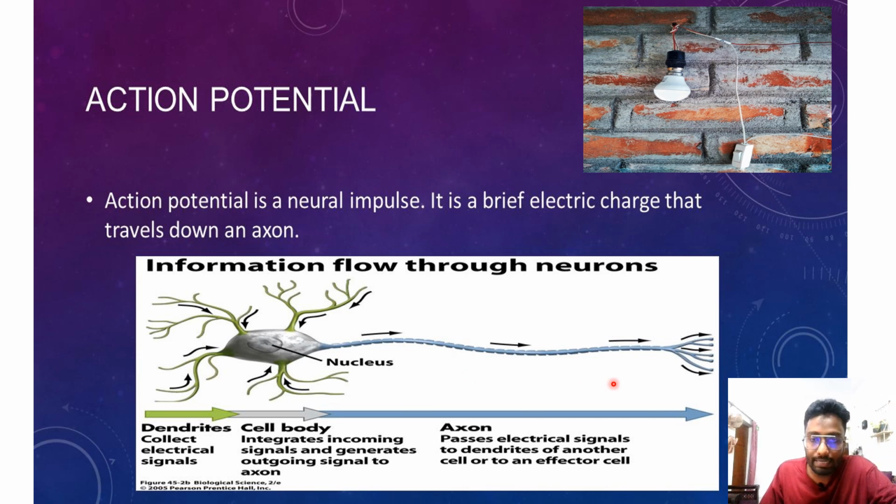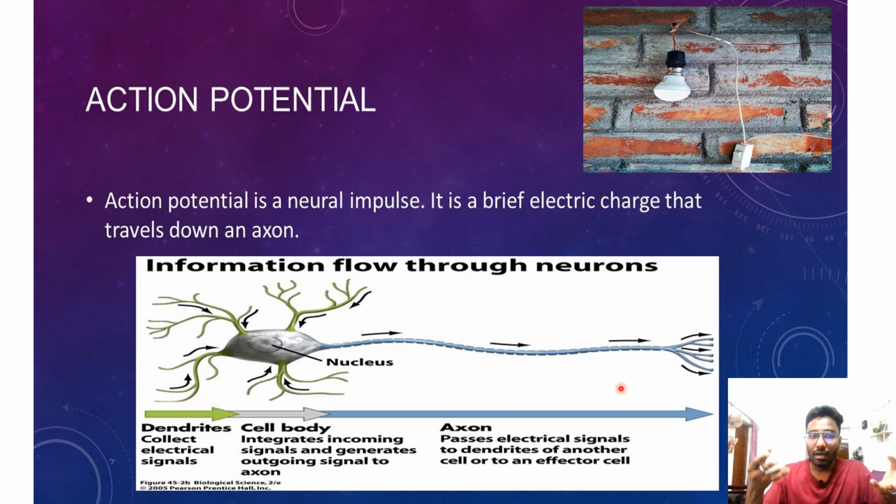When the neuron gets excited, suppose by a stimulus, what happens? It creates an action potential. This action potential carries the signal to the next neuron or the target cell.